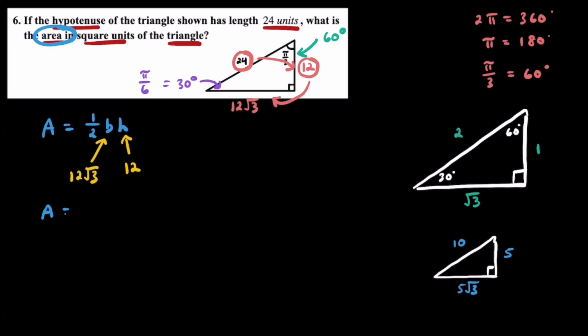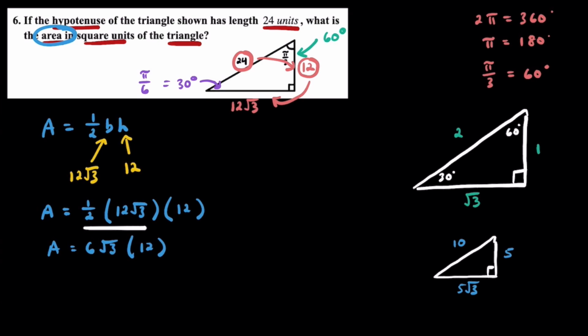Substituting these values in, we can say that the area is equal to 1/2 times 12 root 3, or the base of this triangle, times 12, or the height of the triangle. 1/2 of 12 root 3, well, that's just going to be equal to 6 root 3, and we still have to multiply that by 12. And 6 root 3 times 12, just multiply the whole numbers together, 6 times 12, that's going to equal 72, so we'll have 72 root 3 units squared. The exact answer for this problem would be 72 root 3.